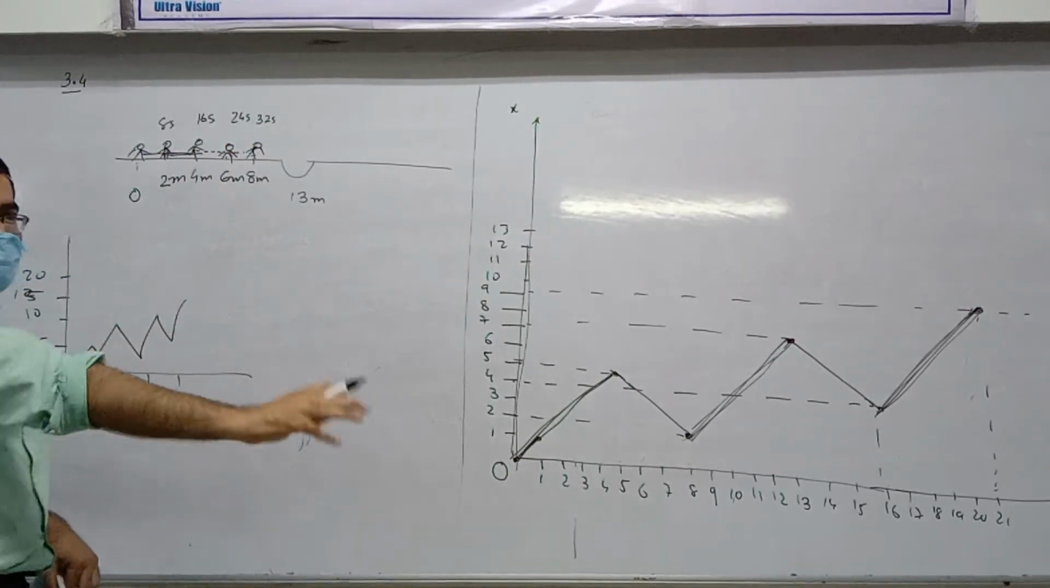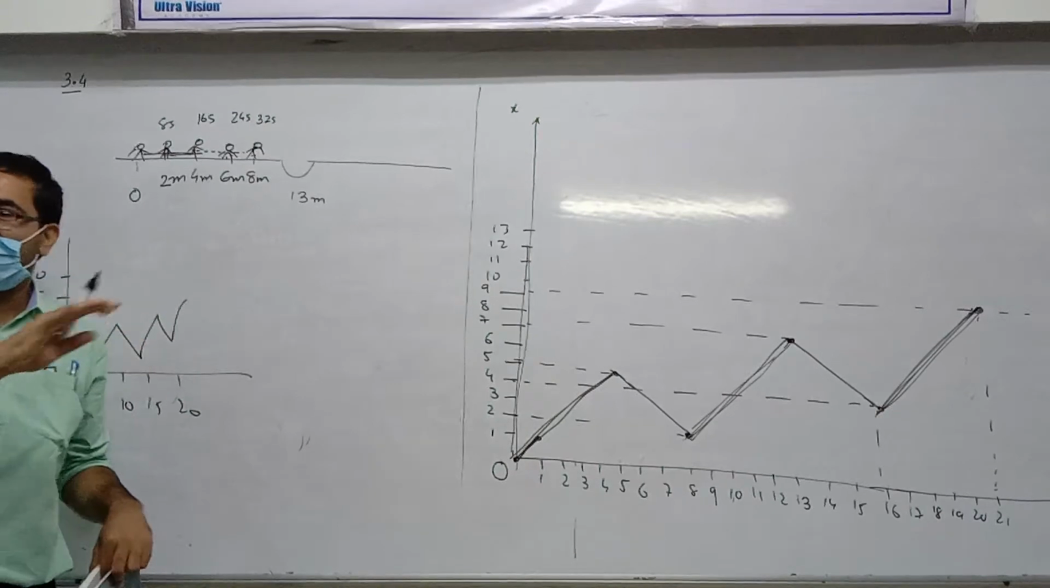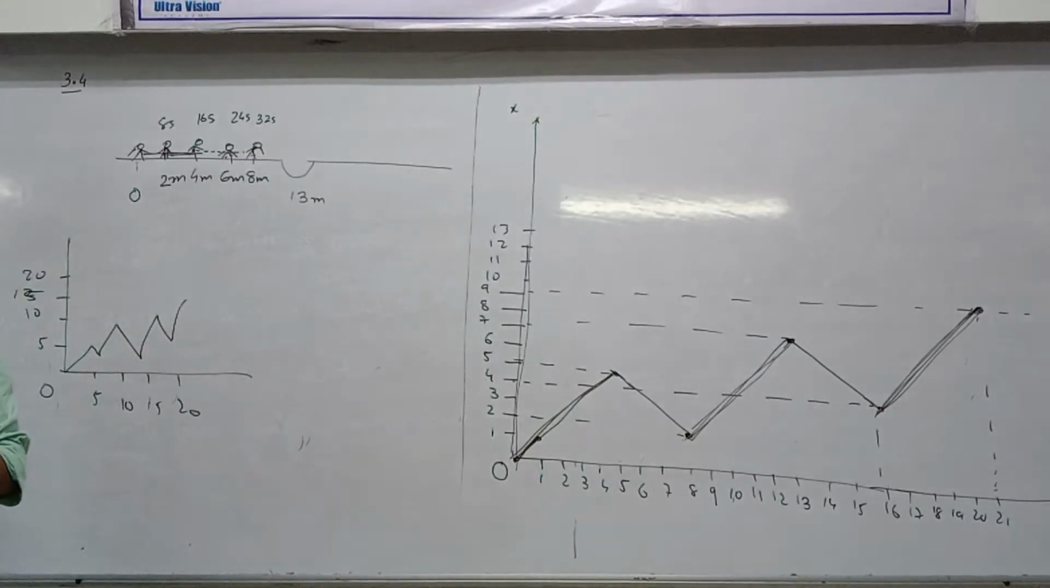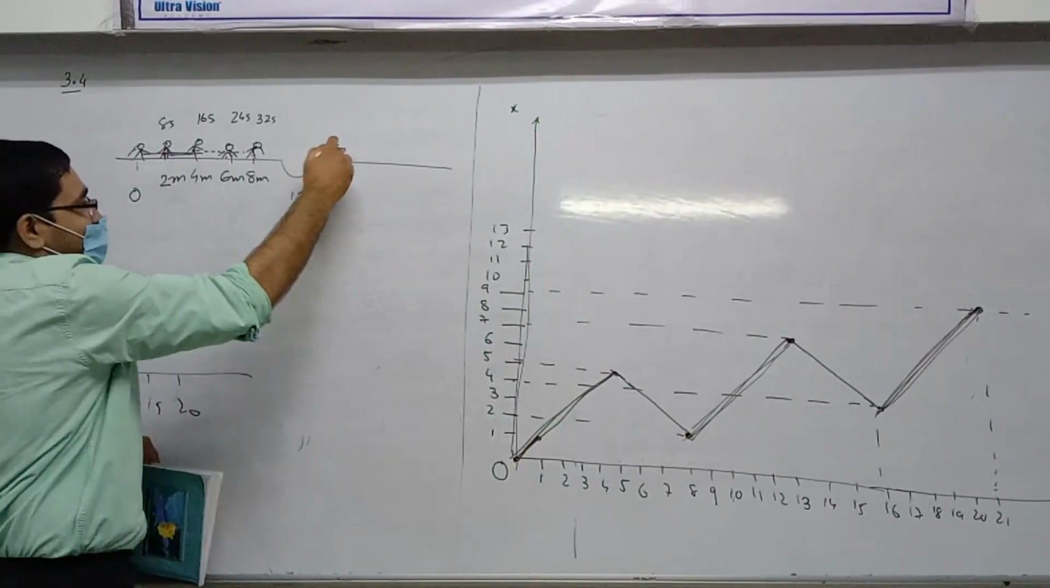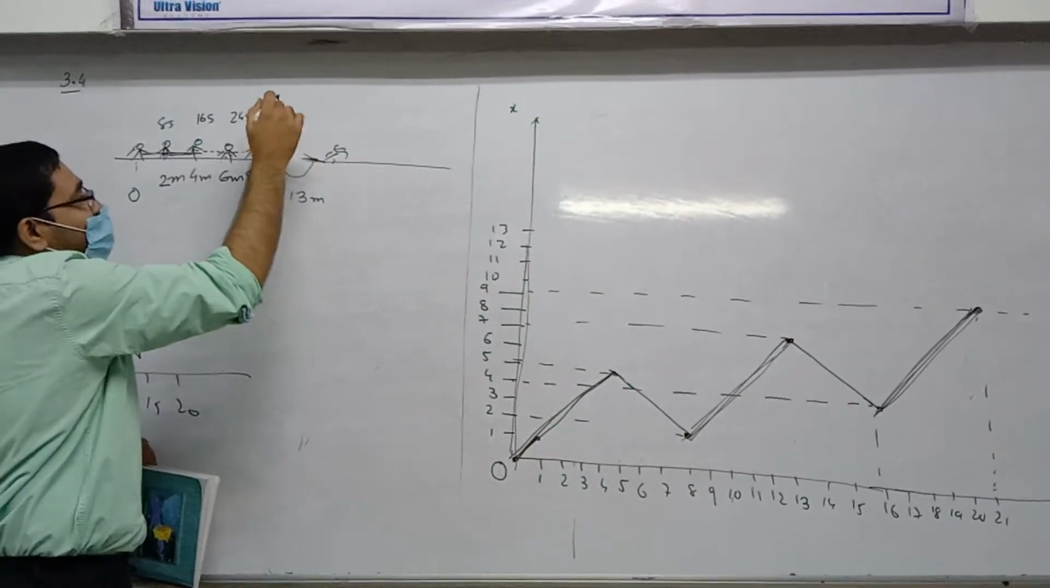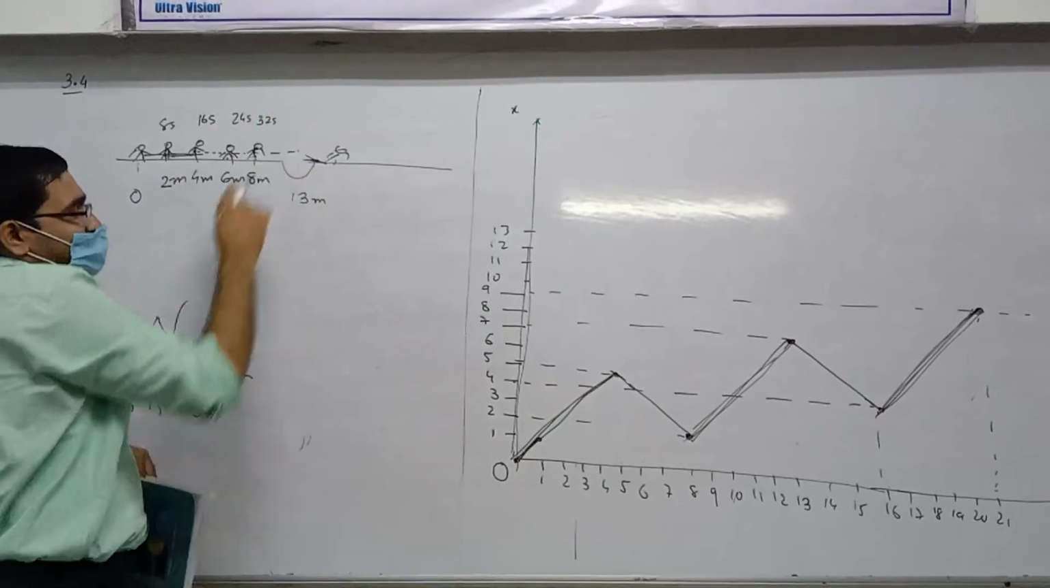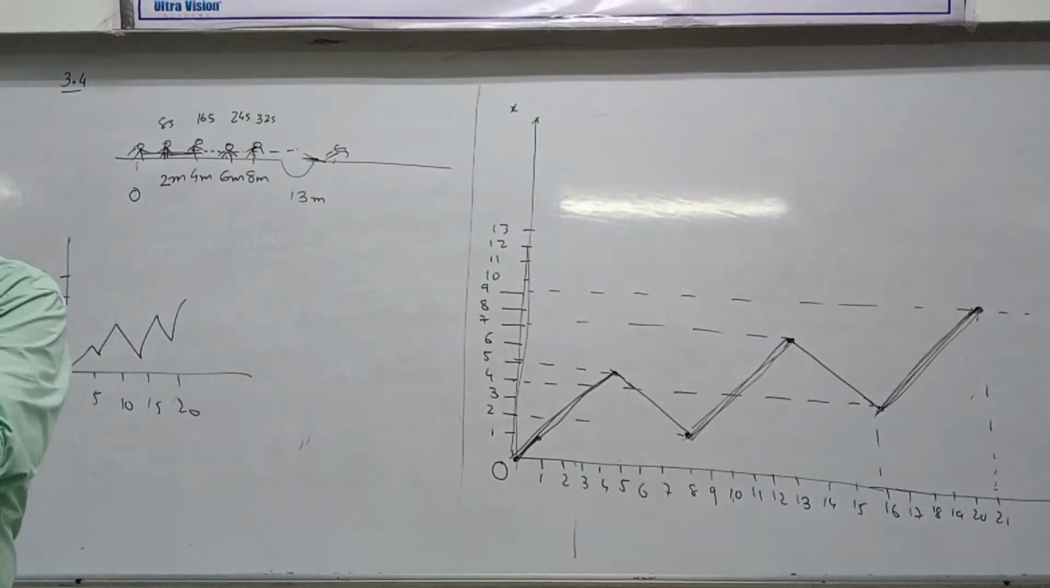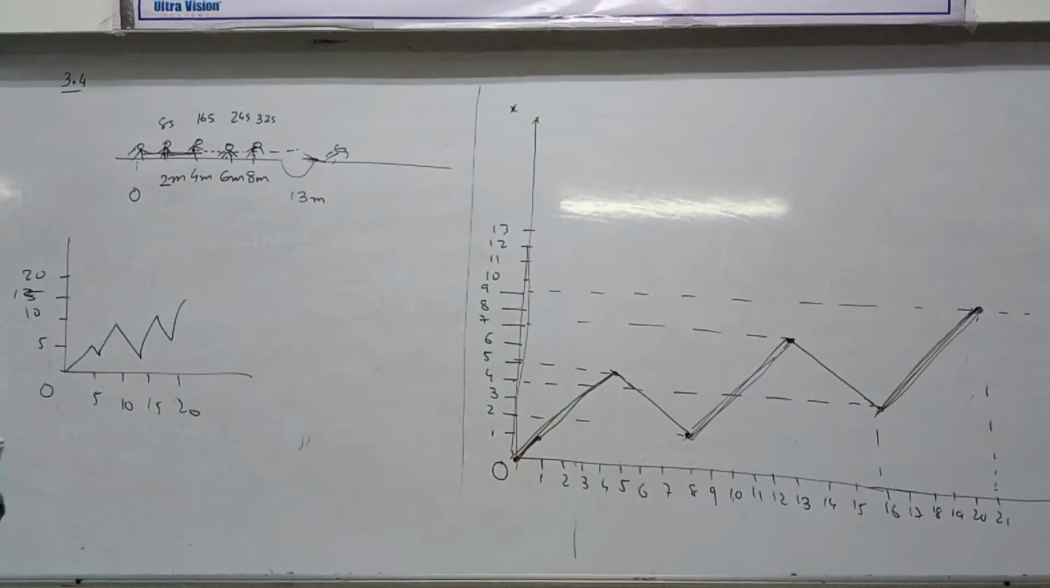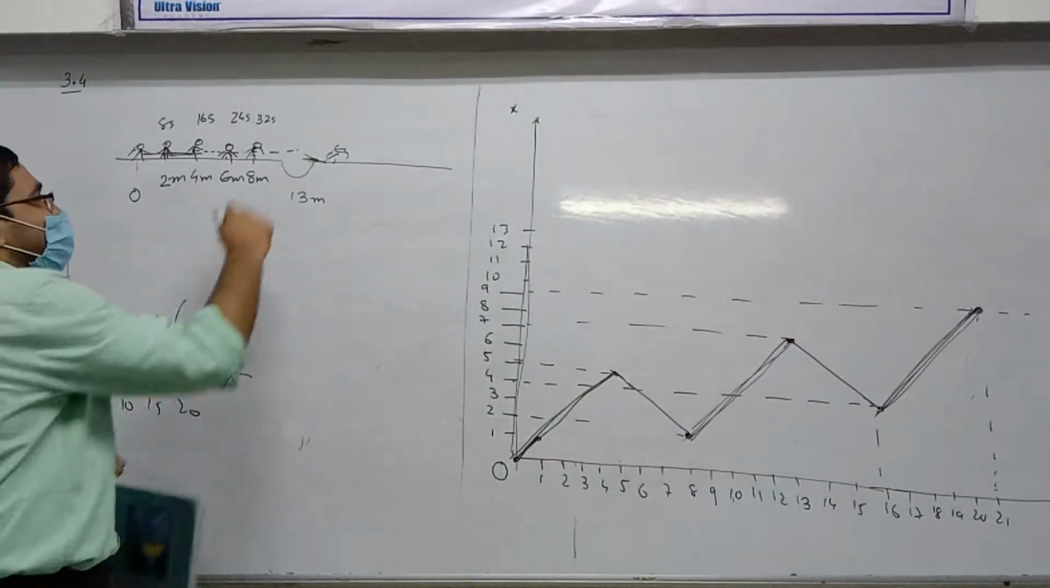From 8, the drunkard will start to move. Moves 5 steps forward. 13. Alright, so it's action time for all of us. Okay. So, at what time will the drunkard fall in the pit? 37 seconds. Understood? Sure, 37 seconds.